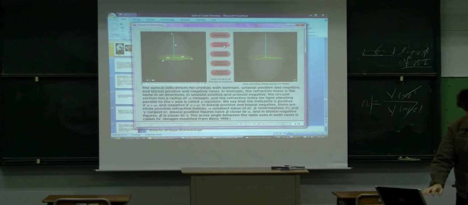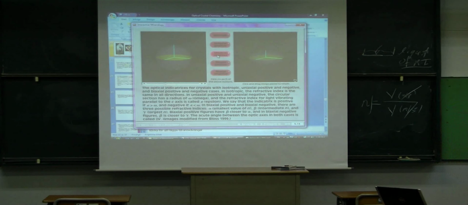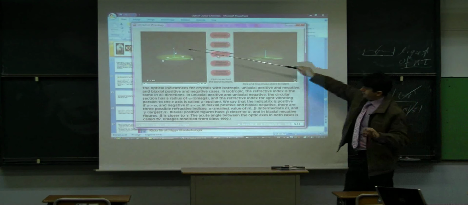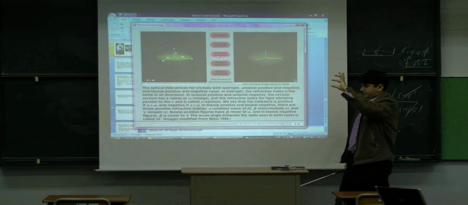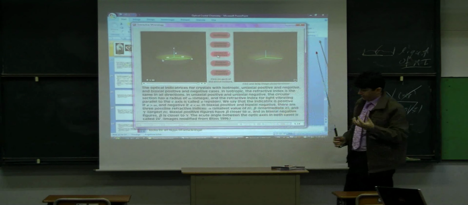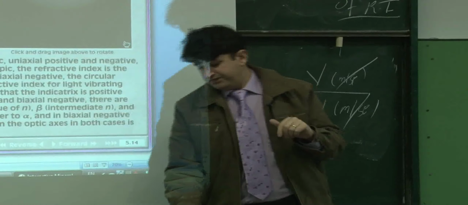Also, we have negative. This is negative. We have a c-axis that is small, and epsilon is less than omega. Epsilon is less than omega.